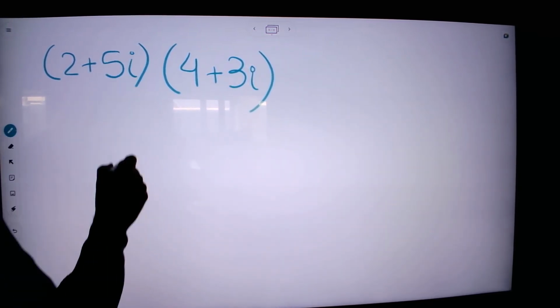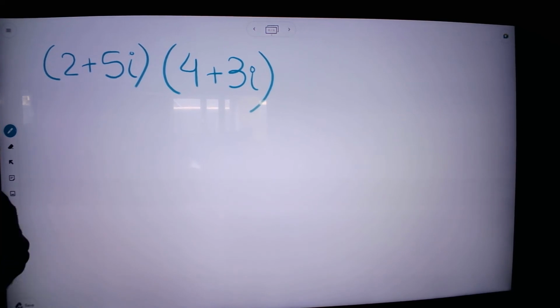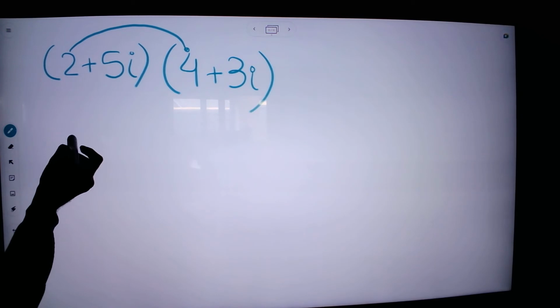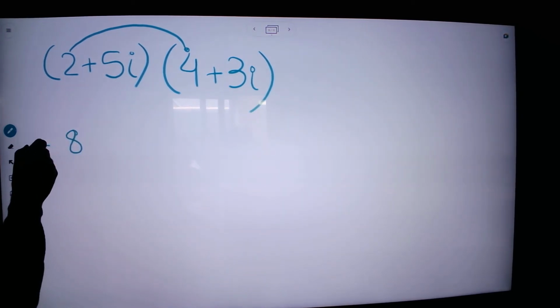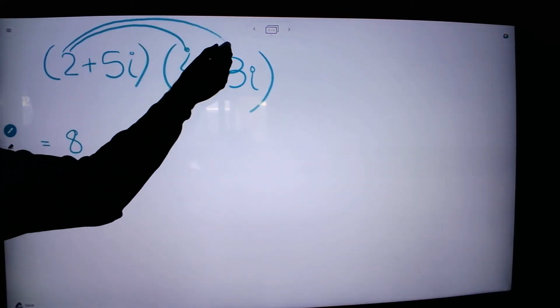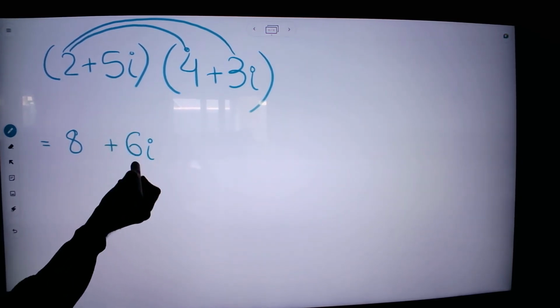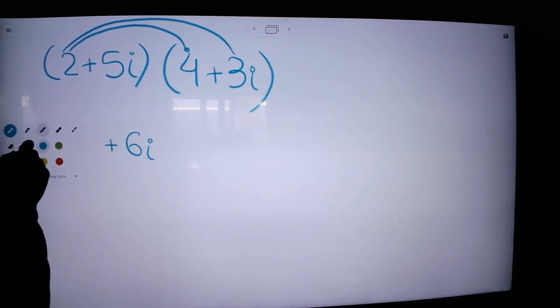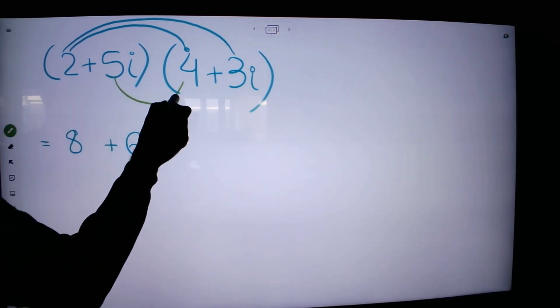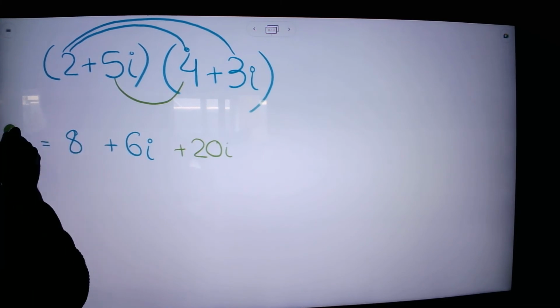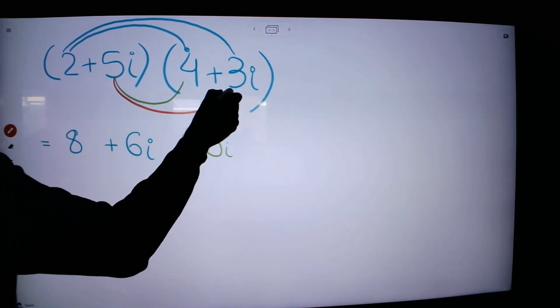How do you do that one? This time I'm going to do it straight away. So that times that, what's the answer? 8, thank you very much. And then that times that, what's the answer? Plus 6i. And then this time this, what's the answer? Thank you very much.